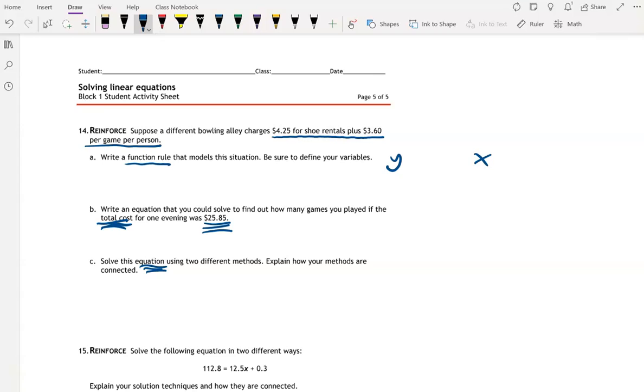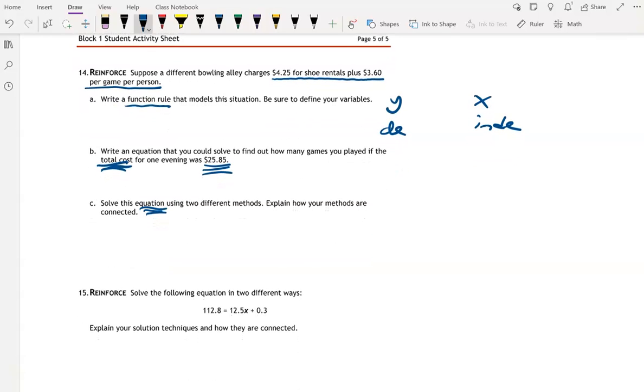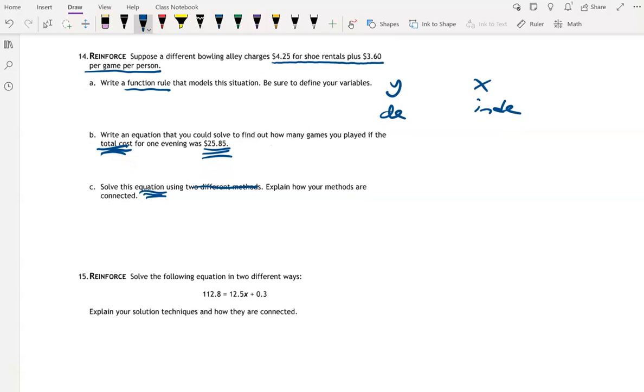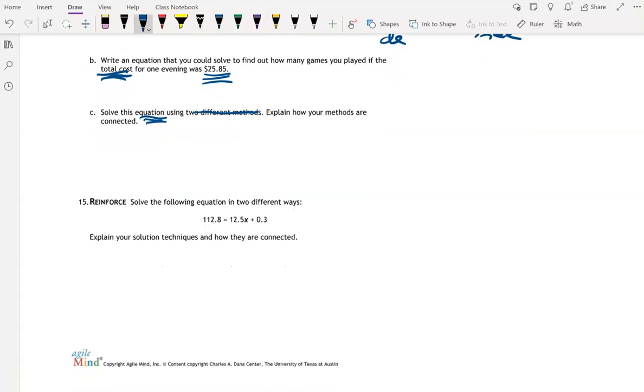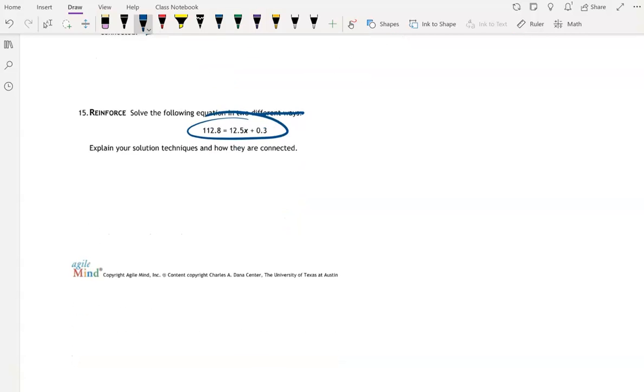I'm going to be looking for the correct function rule. Make sure you're using y for your dependent variable and x for your independent variable. And then you'll write the equation where $25.85 is your total cost. And then you'll solve that equation. You don't have to use two methods, just use the algebraic method. And then type your answer into your answer form. You're going to solve this equation. And then you'll be done.